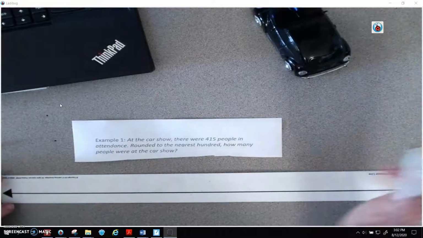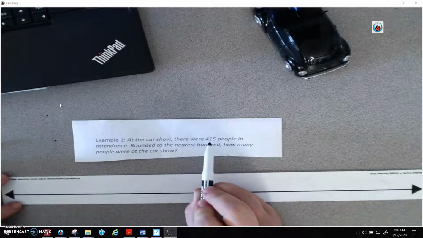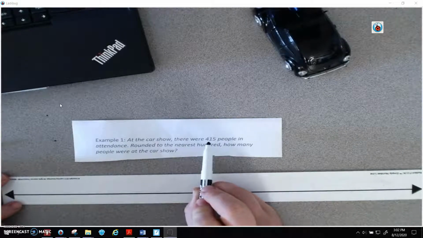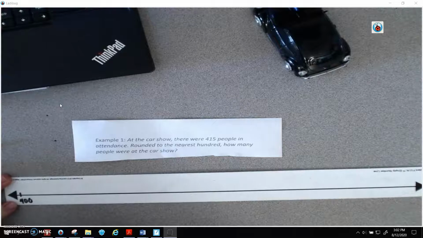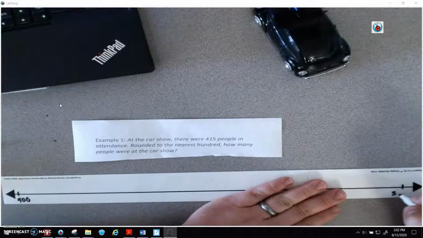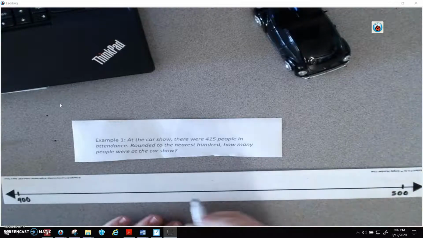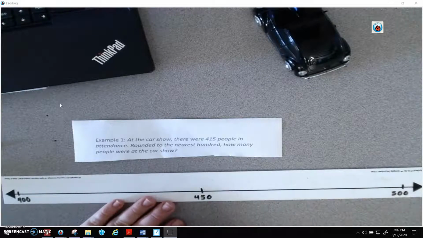So what I'm going to do first is come up with my benchmark numbers. I see right here my number that I'm rounding is 415. Since I have 400s right here, my lower benchmark number is going to be 400. If I count by hundreds, after 400 comes 500, so my next benchmark number will be 500. I also know that 450 is in the middle of those two.